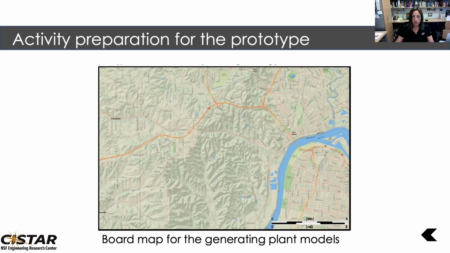In teams, students will design a preliminary prototype of the electrical power generating system. You need to prepare the materials for the prototype in advance: a board map and the generating plant models. The board map is an A2 size. This is where students are going to locate the generating plants. See Figure 1 on this slide.